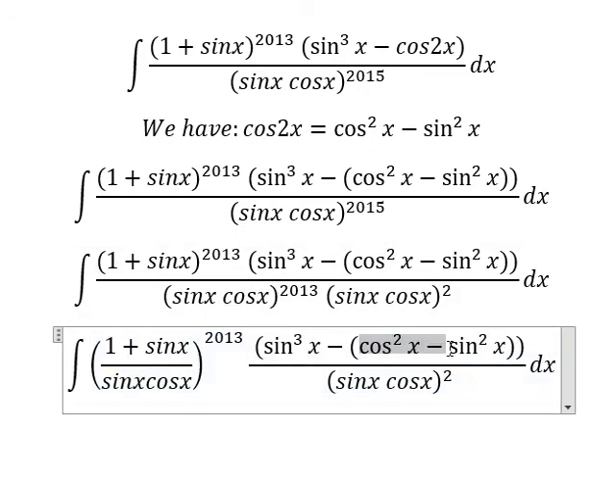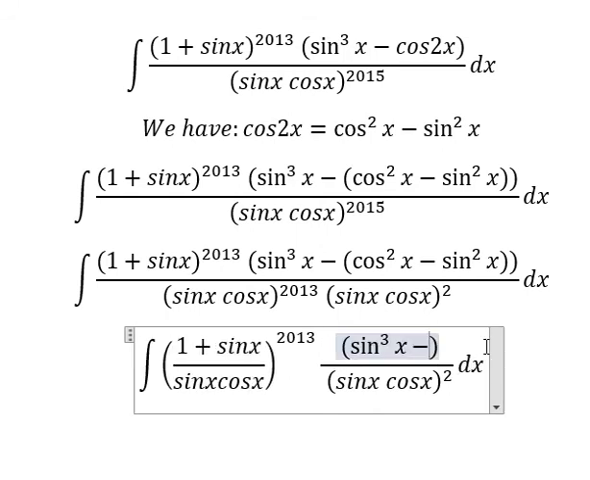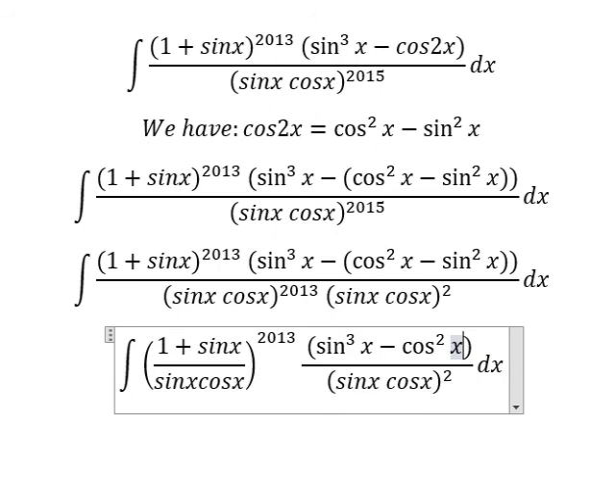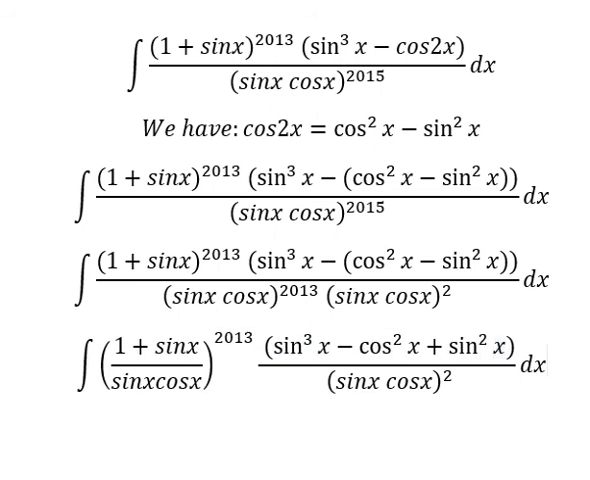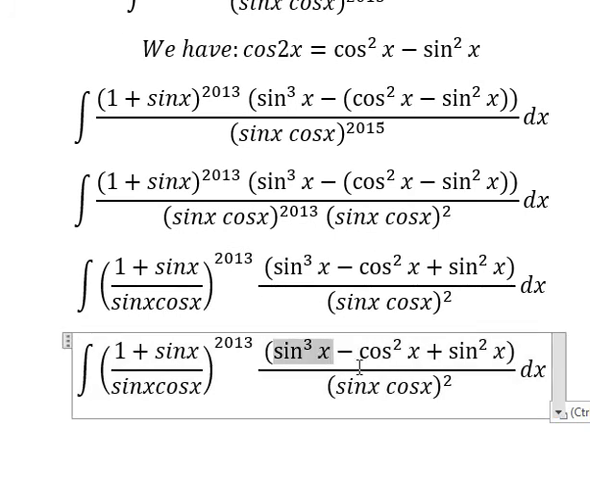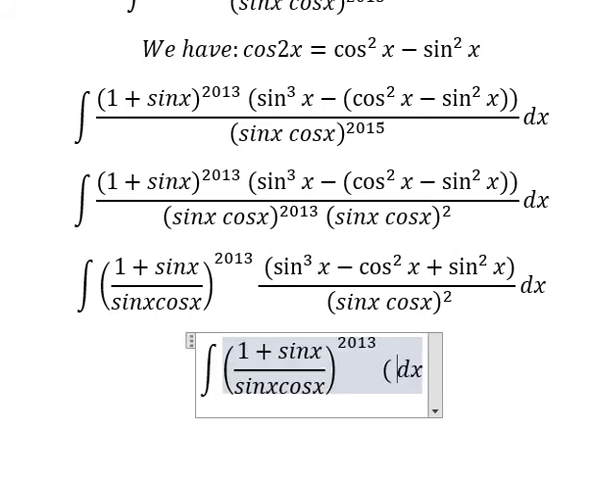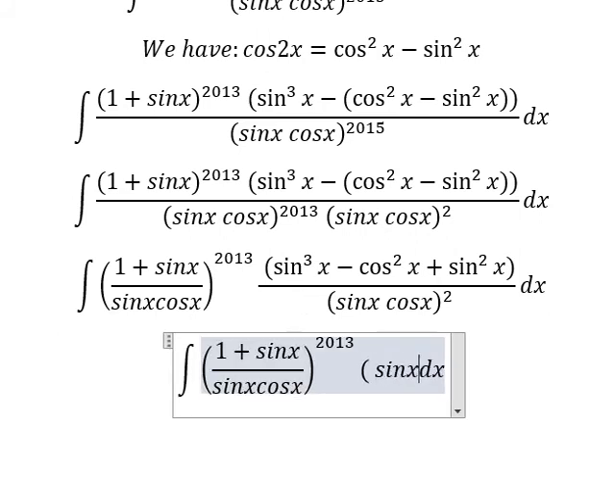This one we change the sign by negative. So we have negative cosine squared x plus sine squared x. Next, this one divide by this one, divide by this one, and so on in here. And now we have like this.